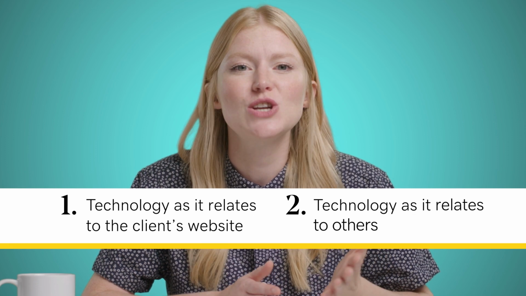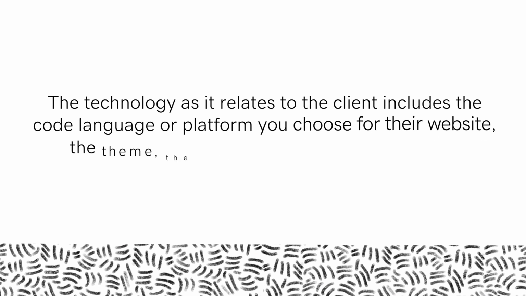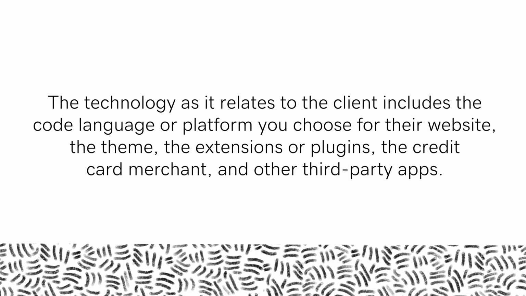When determining best practices, there are two categories to be aware of: technology as it relates to the client's website, and technology as it relates to others. The technology as it relates to the client includes the code language or platform you choose for their website, the theme, the extensions or plugins, the credit card merchant, and other third-party apps. Choosing the right tools and the reasons for choosing those tools will vary from person to person. However, some general ethical guidelines can help you when determining how you code.